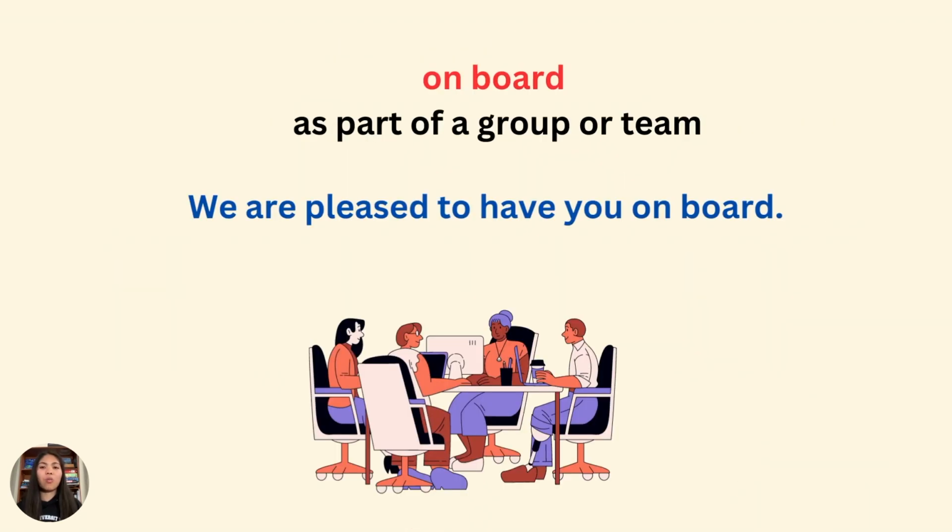First is on board. On board means a part of a group or team. Say, in the dialogue, the office manager said to Steve, "We are pleased to have you on board." In this context, the office manager was meaning that they are pleased or they're happy to have Steve as part of the team.